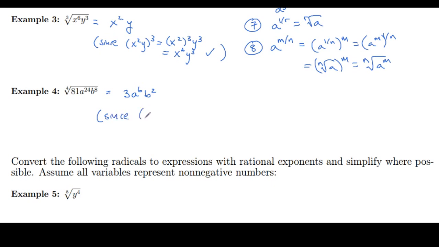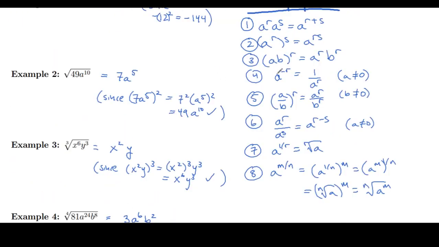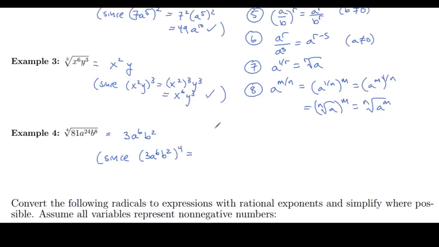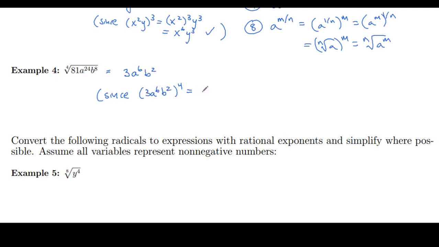So since 3a to the 6th b squared raised to the fourth power. Now if you come up here to this list of properties, it looks like we're only using these things with pairs, but even if you have more than that pair, it'll still be a valid property. So even though I have 3 separate things here, this is 3 to the 4th, a to the 6th to the 4th, and then b squared to the 4th. So that would give us 3 to the 4th, which you could write as 3 squared squared, or you could just compute that as 81.